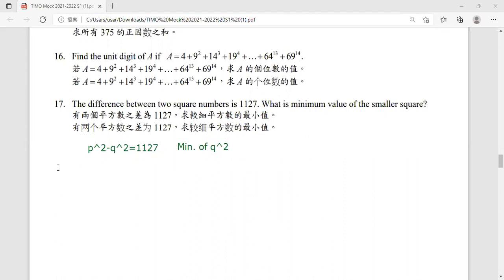Actually, you can use the identity to do this one. P plus Q times P minus Q equals 1127, which you have to break up. Which is equal to 7 times 7 times 23.